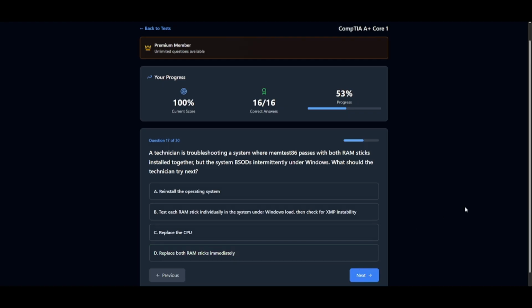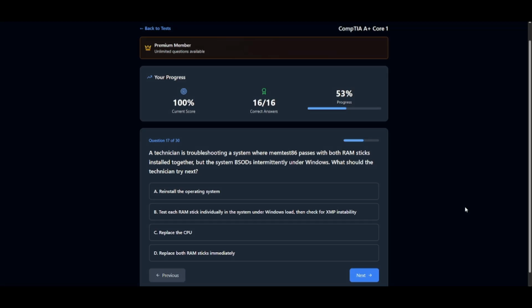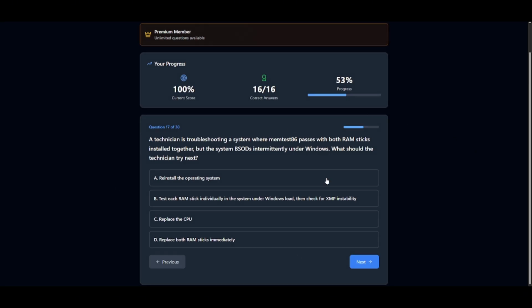A technician is troubleshooting a system where a MemTest86 passes with both RAM sticks installed together, but the system BSODs intermittently under Windows. What should the technician try next? Think about this for a second. All right, and the answer would be B. Test each RAM stick individually in the system under Windows load, then check for XMP instability.